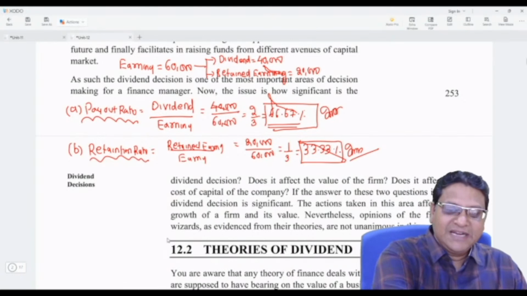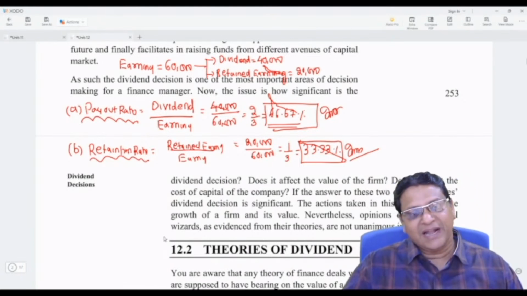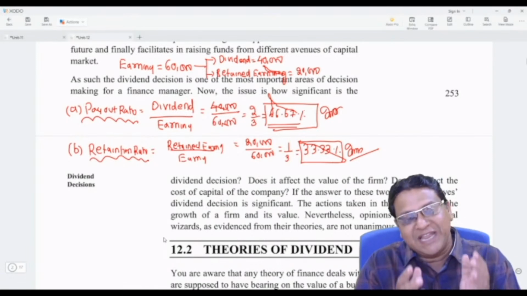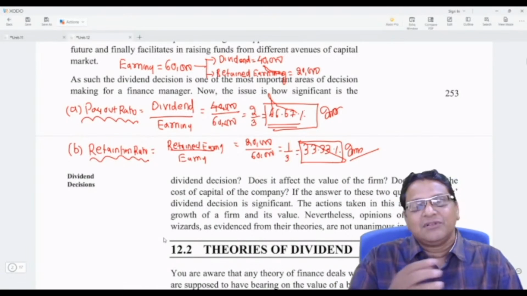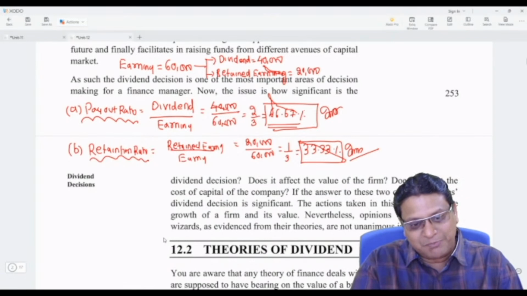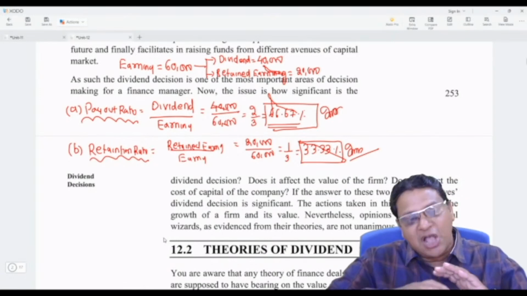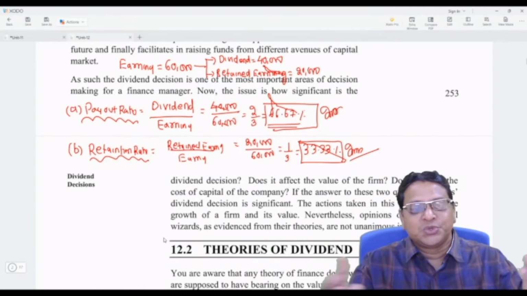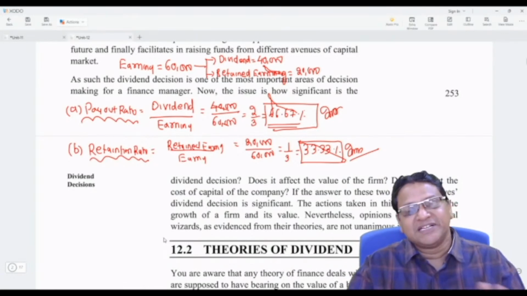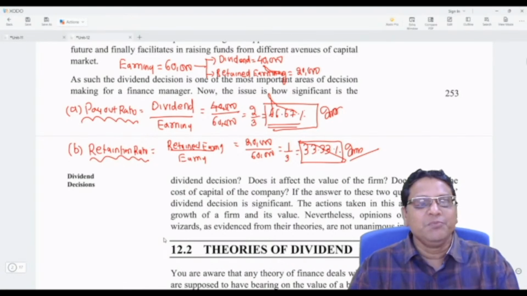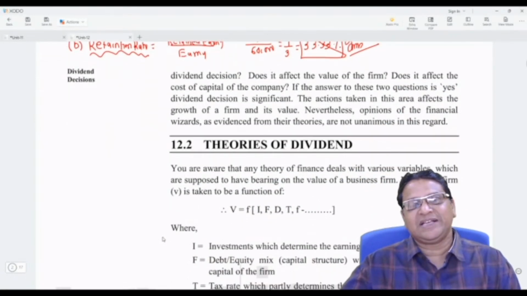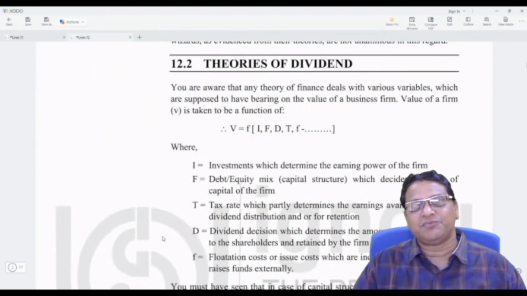Okay. So dividend decision is the decision regarding how many percentage of profit is to be retained in the business, how many percentage of the profit is to be plowed back in the business, and how many percentage of profit is to be paid out to shareholders as dividend. It's the decision regarding two important ratios, payout ratio and retention ratio. Next, we will discuss theories of dividend. What are different theories of dividend?